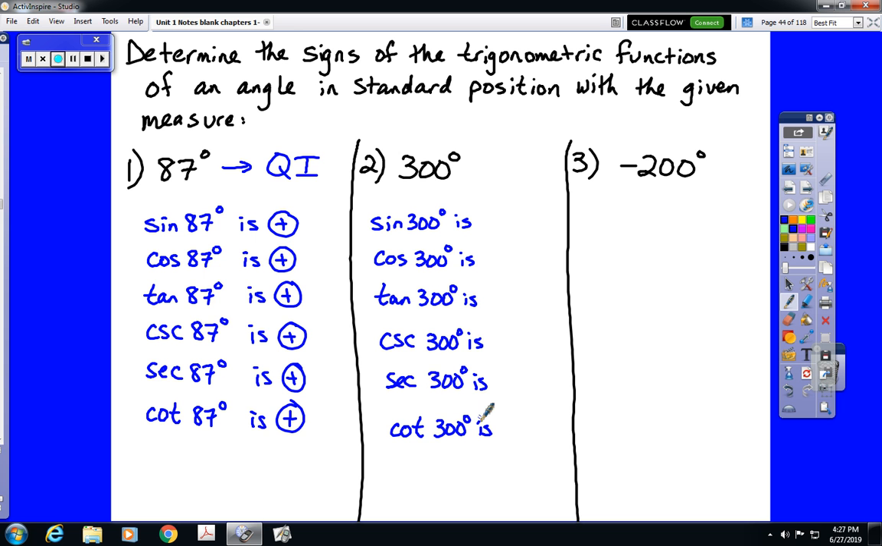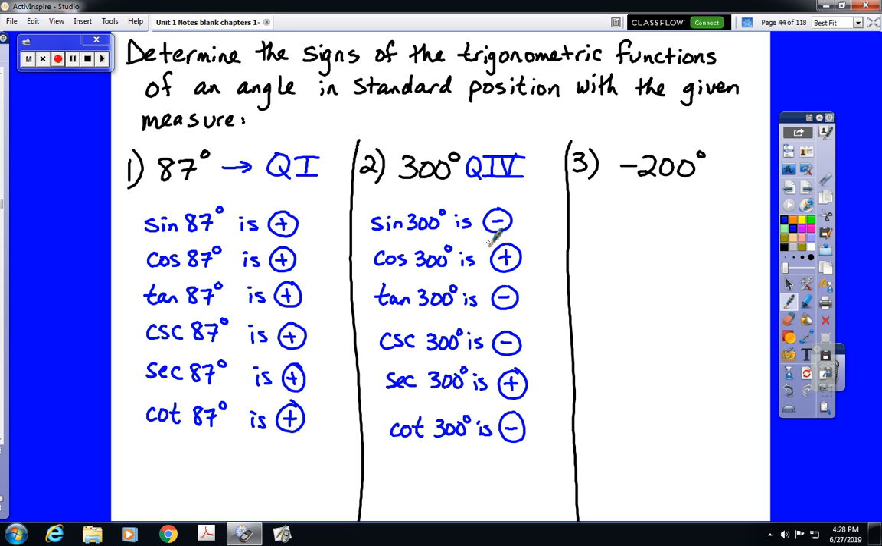So where is 300 degrees? That is in quadrant 4. In quadrant 4, we said that the sine, the cosecant, the tangent and cotangent are all negative, and the secant and cosine are positive.